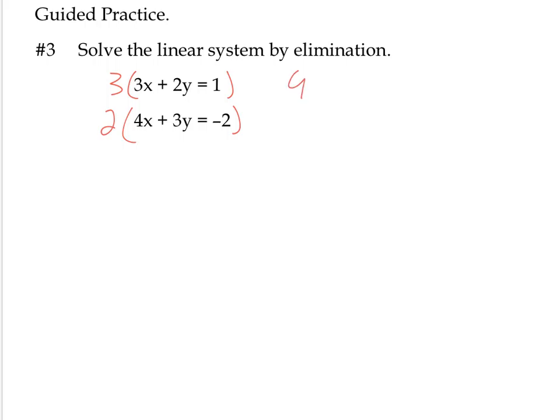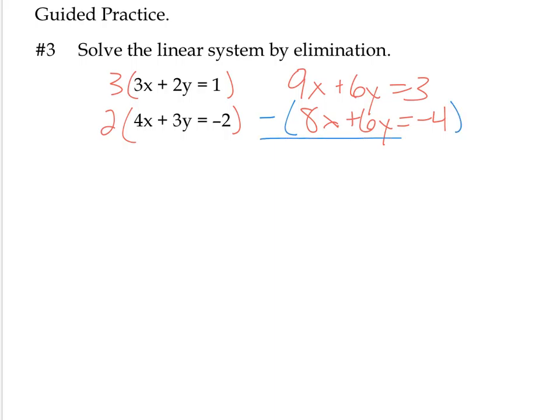I'd have 9x plus 6y equals 3, and I'd have 8x plus 6y equals -4. And you could subtract those as well. So let's just do it that way since that's what we have written, but you could solve it the first way, and that would work as well.